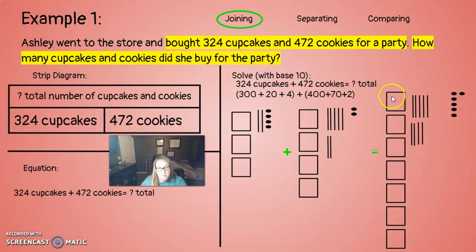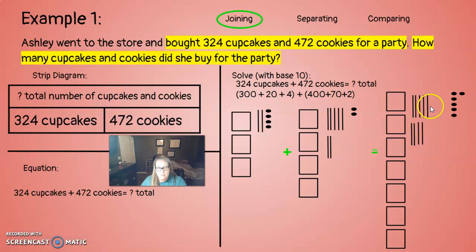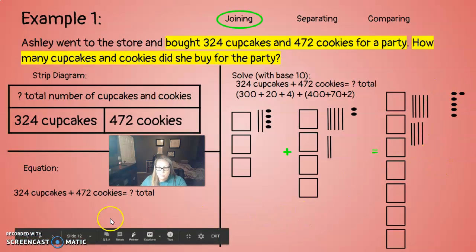So if I think about expanded form, I have 700 plus 90 plus 6, which would give me an answer of what? If you said that would give me 796 cupcakes and cookies in total, you are correct. She's going to have lots of yummy treats.